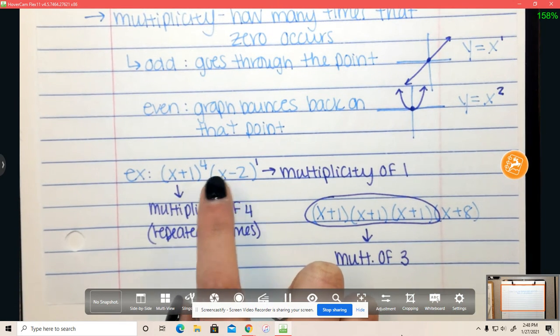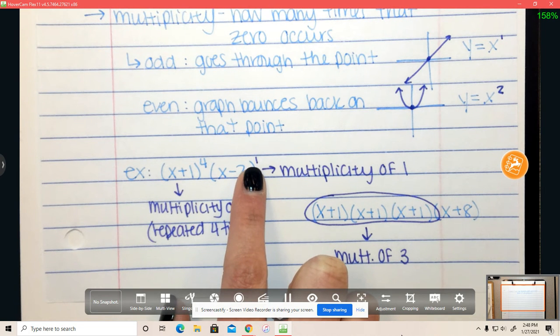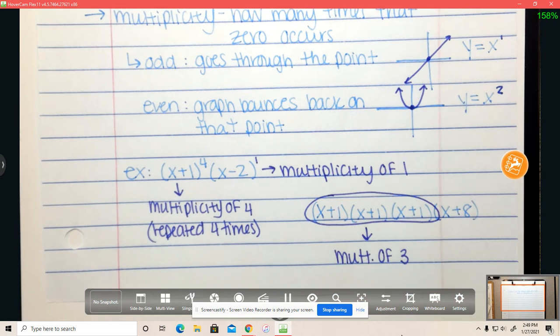Okay, x − 2 has a multiplicity of 1. It's odd. That means the line would go through that x-intercept like this.